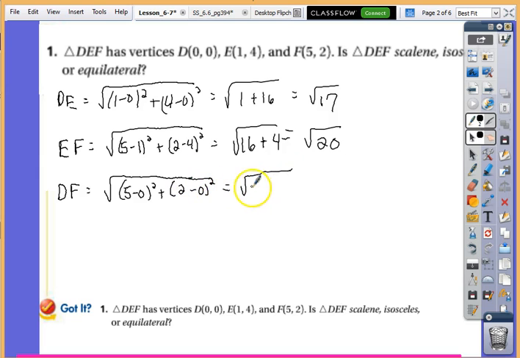So that's equal to the square root of 25 plus 4, which is the square root of 29. None of them match, so I would say that it is scaling. Everybody okay with that? Yeah.